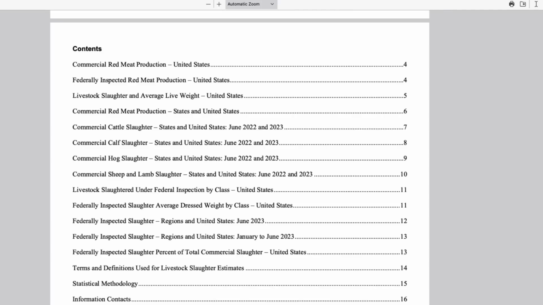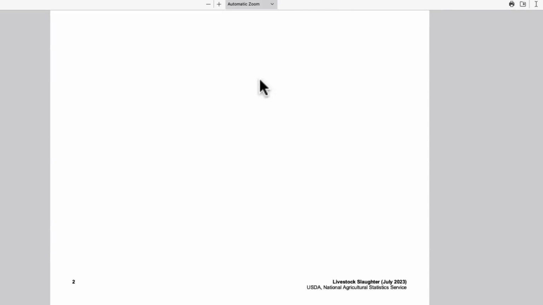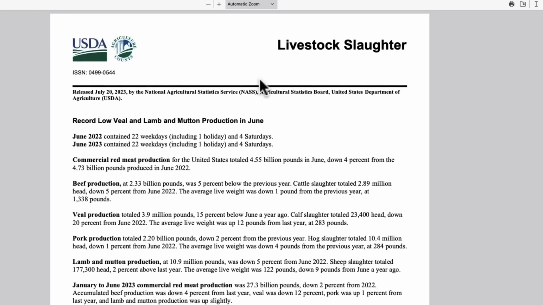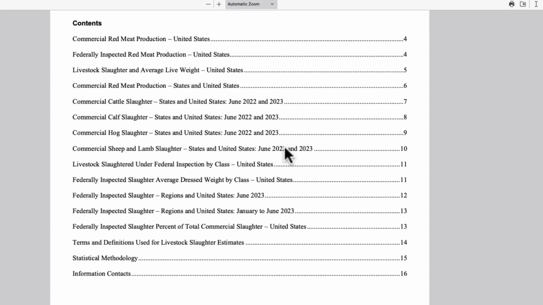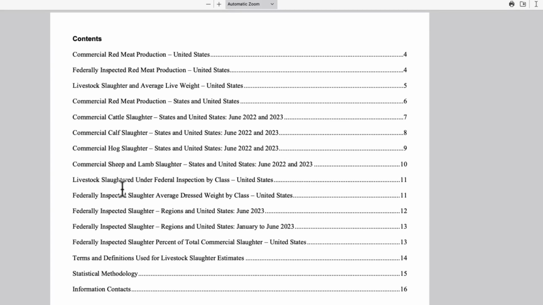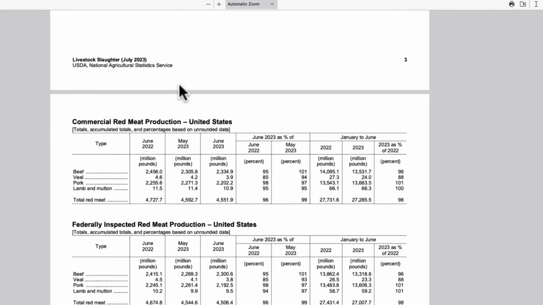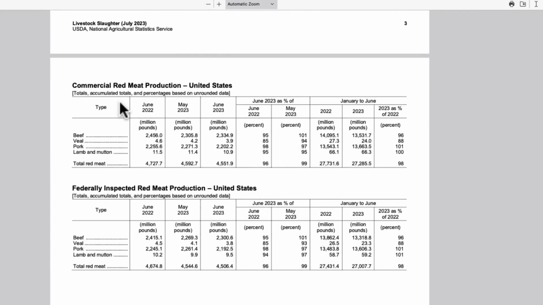Let's have a look at the report. There's our table of contents. The first page looks like this. You have just sort of an abstract, highlights of what you'll learn inside. Scroll down to the table of contents and you can go to whichever one you want. First one is commercial red meat production. And there's our first table.